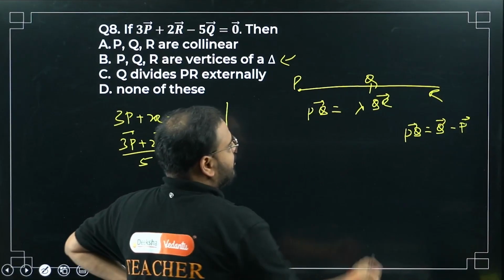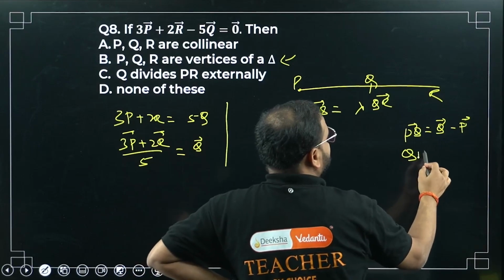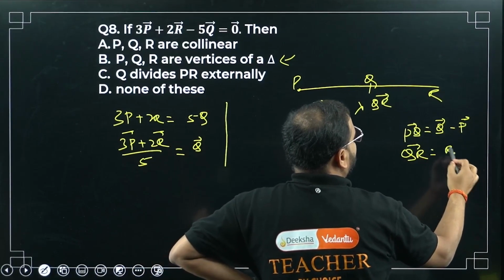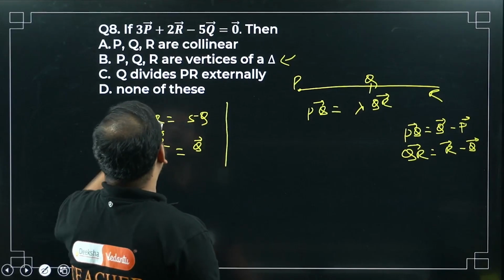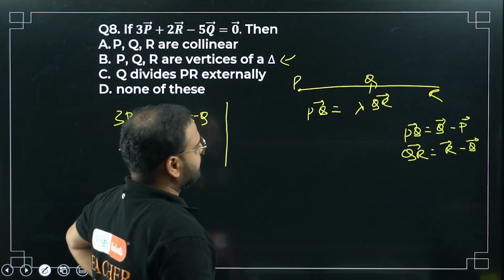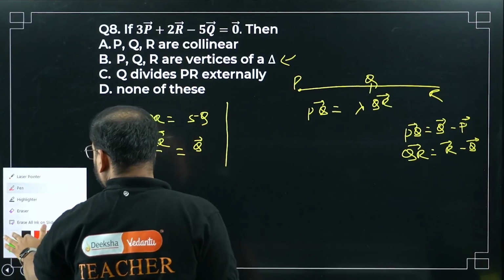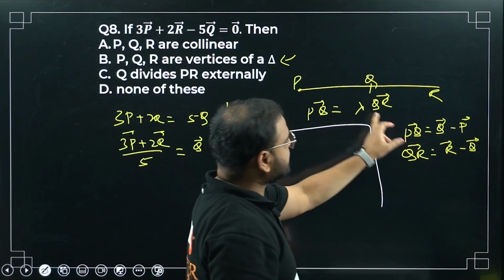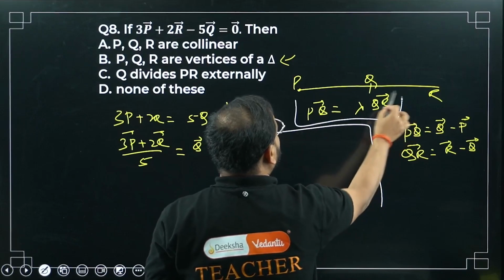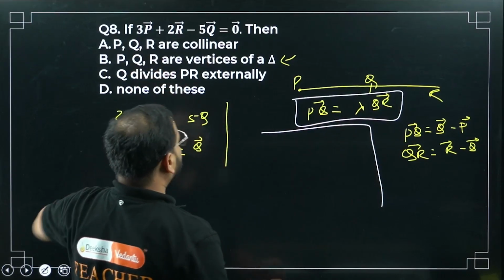Correct? And what is going to be QR vector? QR is going to be what, bacha? Vector R minus Q. Okay, we have P, Q, R in the given statement. Let's see if we can use it to get our result somehow. If I can write PQ and QR in this way, something like a constant, I can get a result like this. So please check from here.